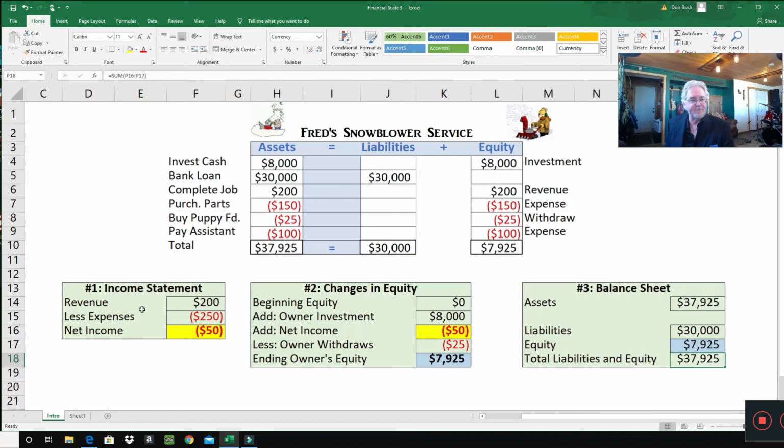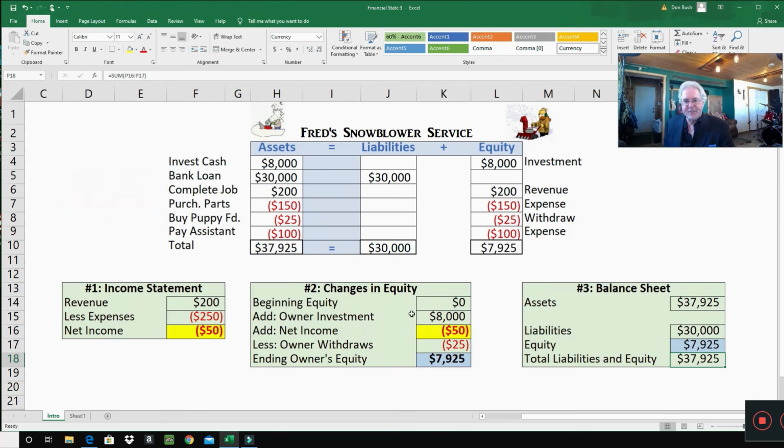The income statement. The income statement is really simple. It's about operations. How's the business operating? Revenue is money coming in from doing Fred's job. And expenses, that's money going out from Fred doing his job. And so net income is the difference between the two. And you'd like it to be positive, but this time it's negative for Fred.